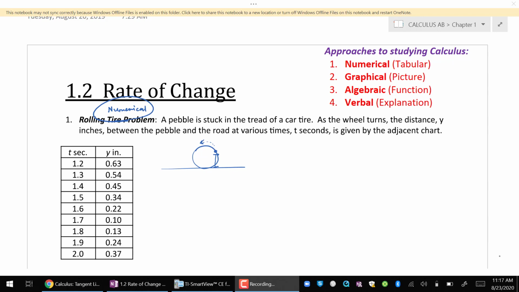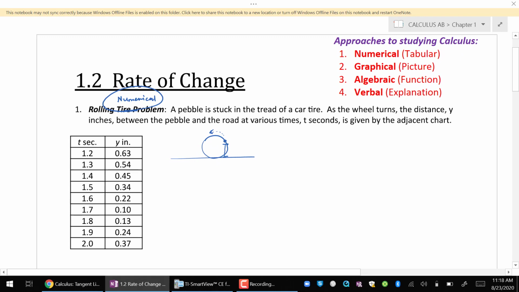So a reminder that there are 4 approaches that we're going to use in this course to study calculus, and they're listed up here in the corner: numerical, graphical, algebraic, and verbal. And if you look at this note sheet, you're going to actually see examples of these different kinds of problems. The first one here I know is a numerical problem because there's simply a table of data in front of me. There's no picture, there's no function that's given, so I'm going to actually have to apply my calculus to just these numbers that I'm given.